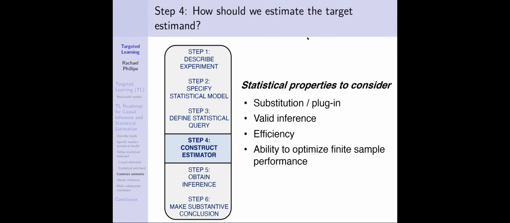Okay. Step 4, constructing an estimator. So approximating the answer to this statistical question. And the motivating question, how should we estimate the target estimand? Here are some statistical properties that we might want to consider when deciding on an estimator. We might want to choose an estimator that is a substitution or plug-in estimator. That way we can plug in the result into the target parameter mapping.